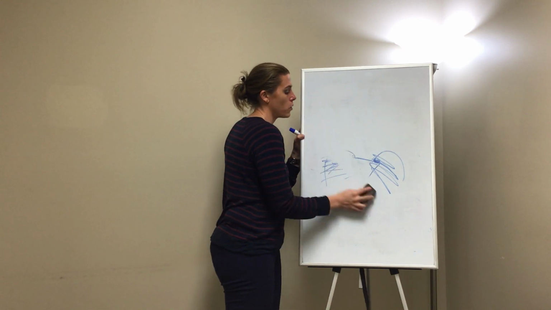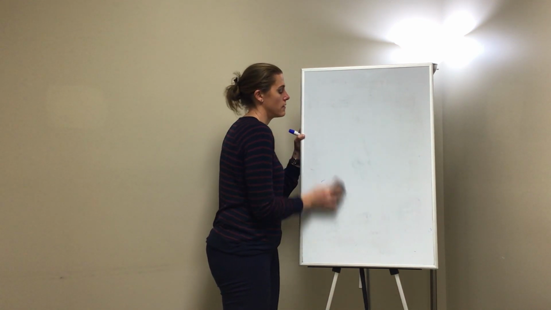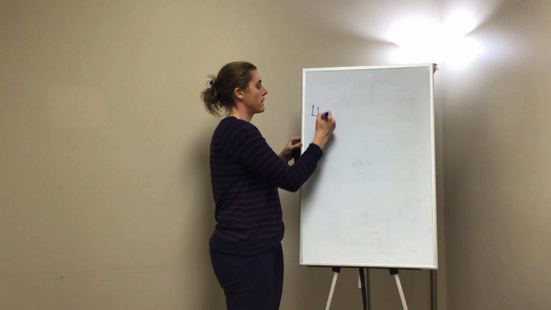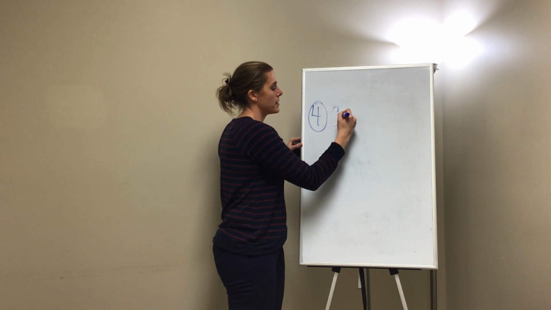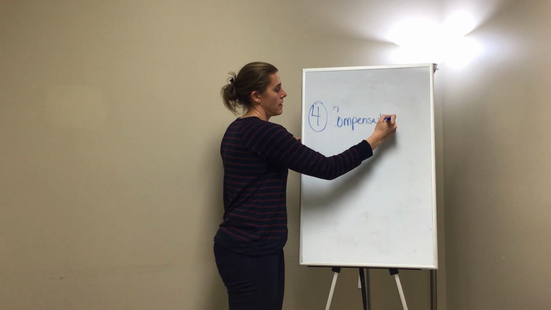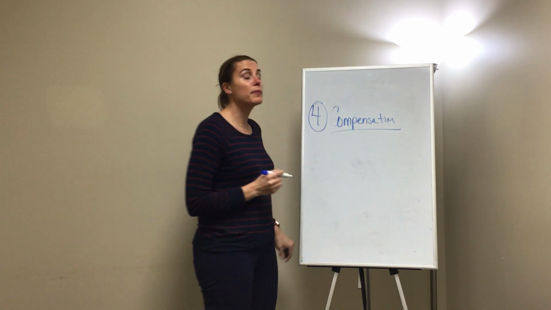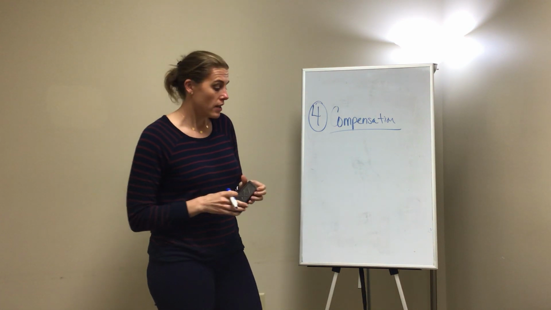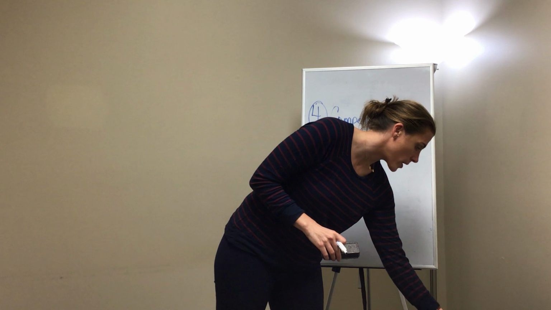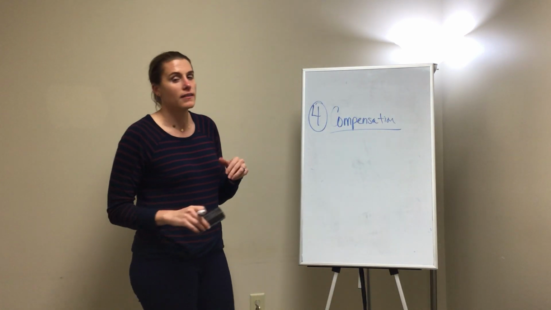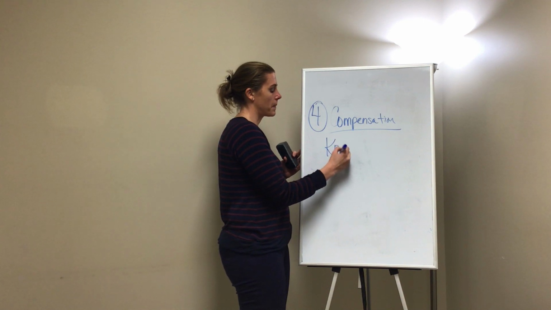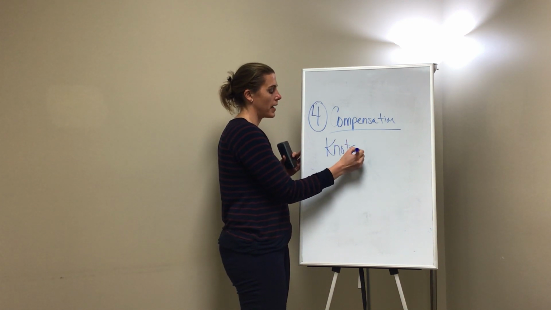And then the fourth cause of low back pain is compensation. This is probably what we see the most of. Compensation. And what is compensation? Compensation is ignoring pain for too long and winding up with knots in the muscle because you ignored the pain.